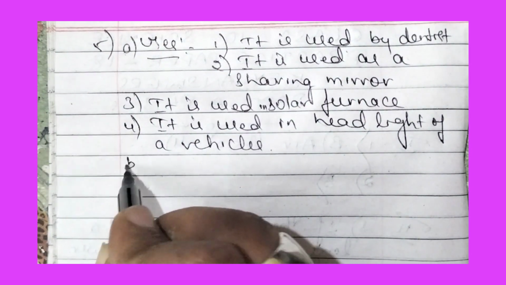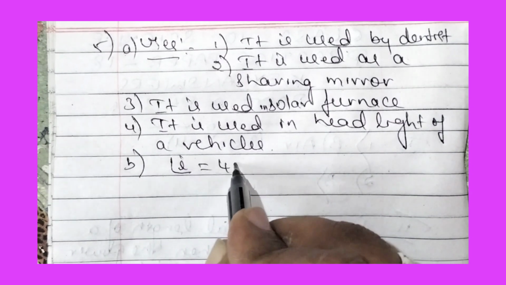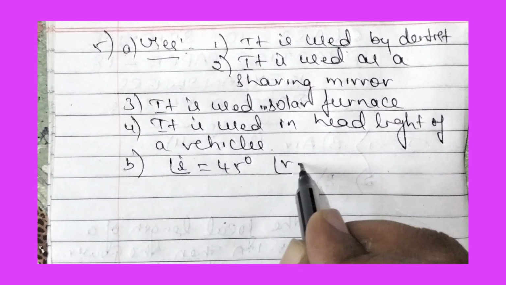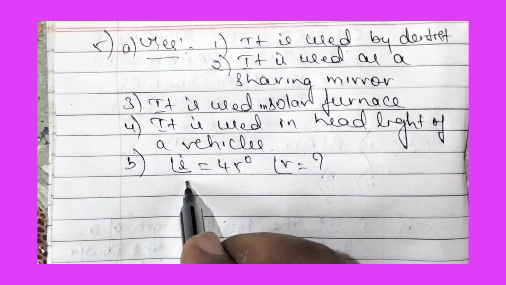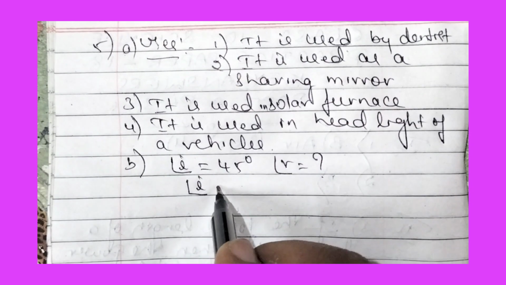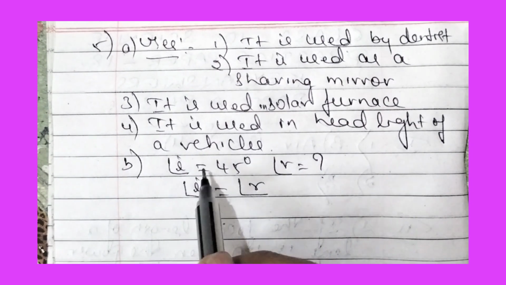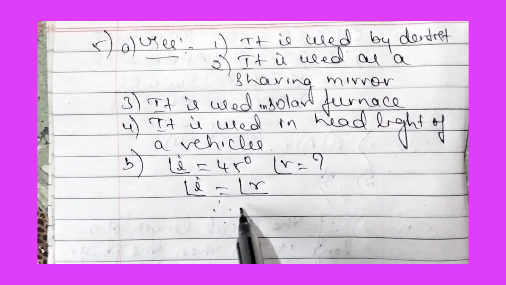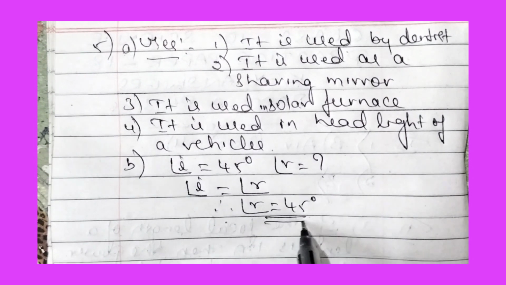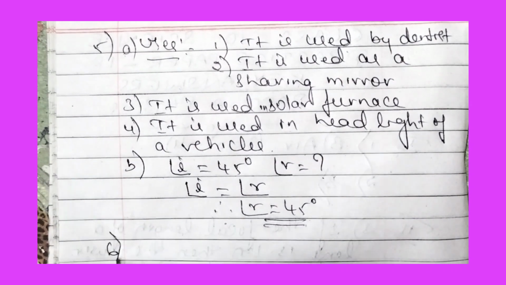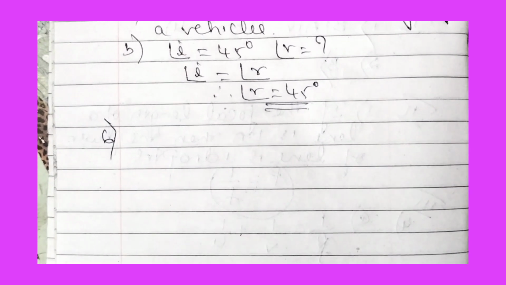In that, the B question is there. They have given the angle of incidence is equal to 45 degree. What is the angle of reflection? According to the first law of reflection, angle of incidence is equal to angle of reflection. Therefore, if the angle of incidence is 45 degree, then the angle of reflection is also 45 degree according to the first law of reflection.